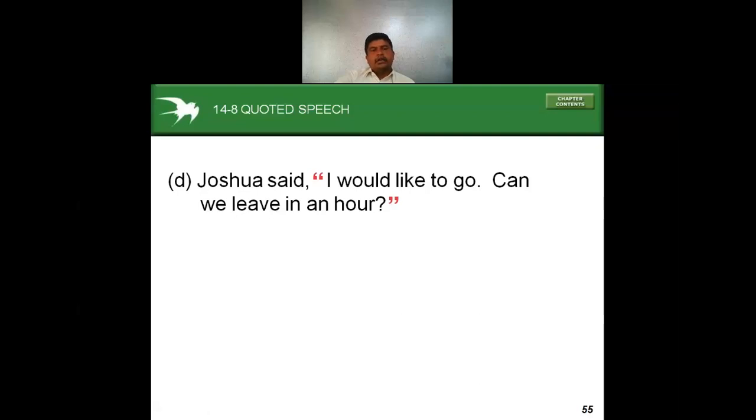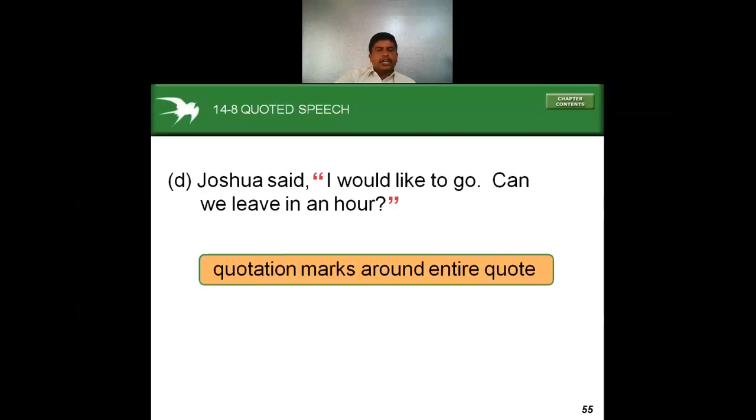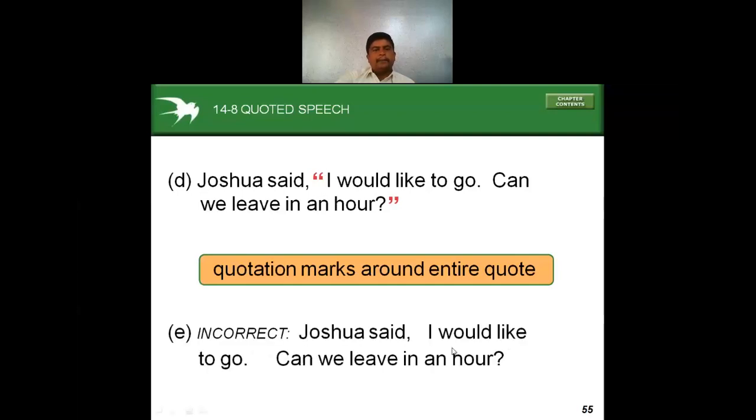Okay. Joshua said, "I would like to go. Can we leave in an hour?" Quotation marks around the entire quote. See, which has been placed within the double inverted comma. Incorrect statement. The first statement you have already observed. Incorrect statement. Joshua said, "I would like to go." "Can we leave in an hour?" Wrong statement.